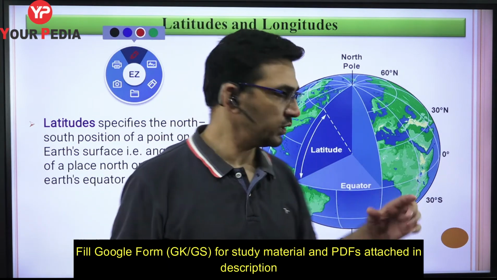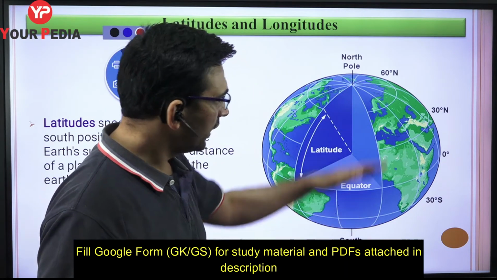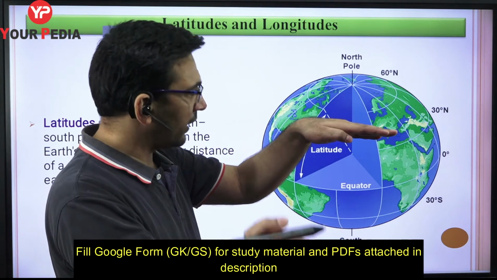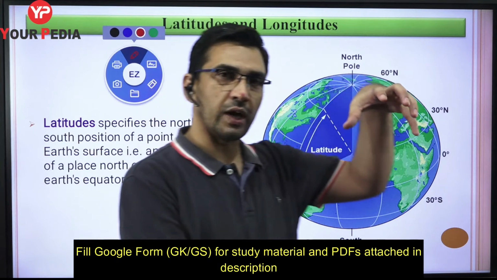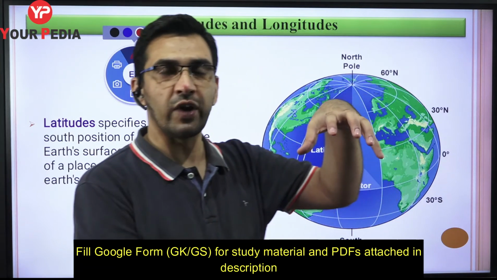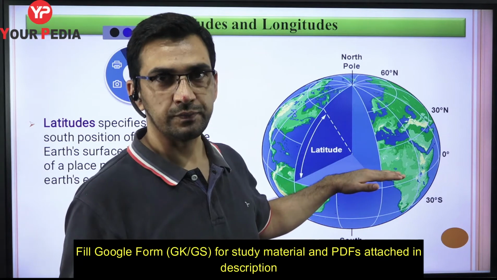Equator you already know. If I have the earth this way, this is the north pole, this is the south pole, and if we cut with a horizontal plane exactly through the middle, the earth is divided into two equal halves, then I will say that is the equator.